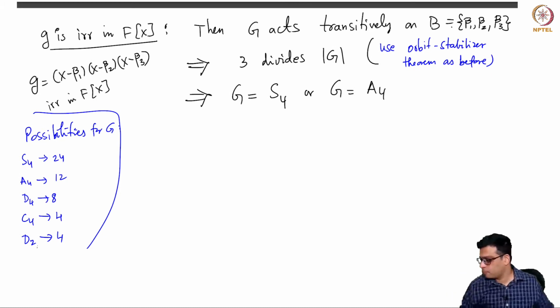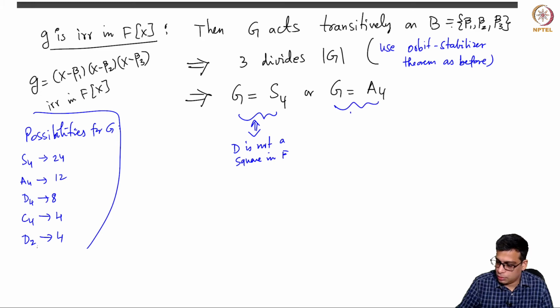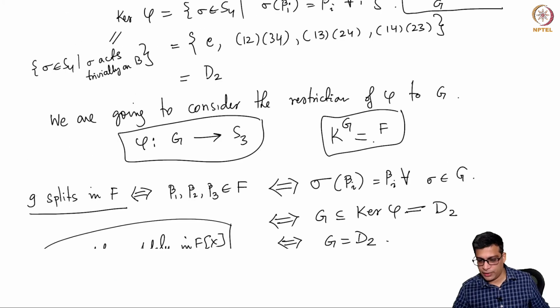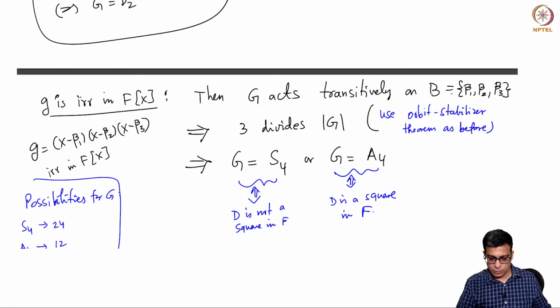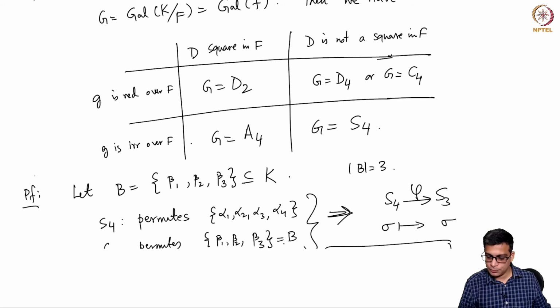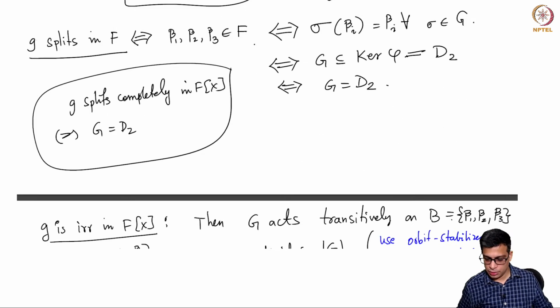On the other hand, this happens if and only if D is not a square in F. This happens if and only if D is a square in F. Of course, if D is a square in F, it can also be D2, but in the sub case of G irreducible here. So I am beginning to prove this theorem. If G is irreducible, I have already shown that it is either A4 or S4. So this case I have done. Of course, I have to show that this doesn't happen here. That I will show next.